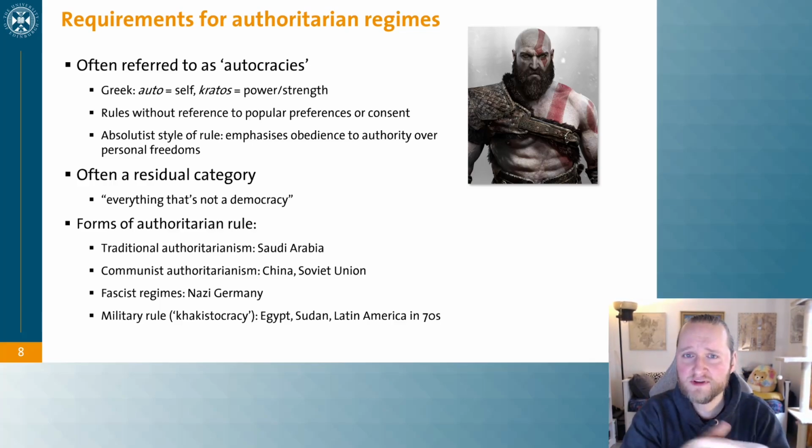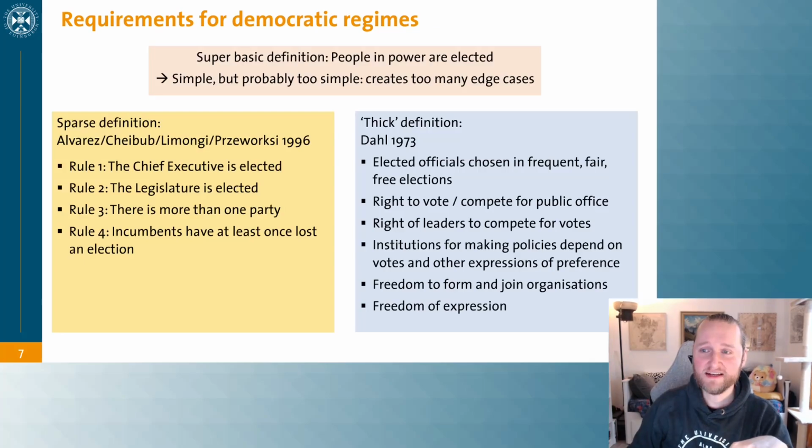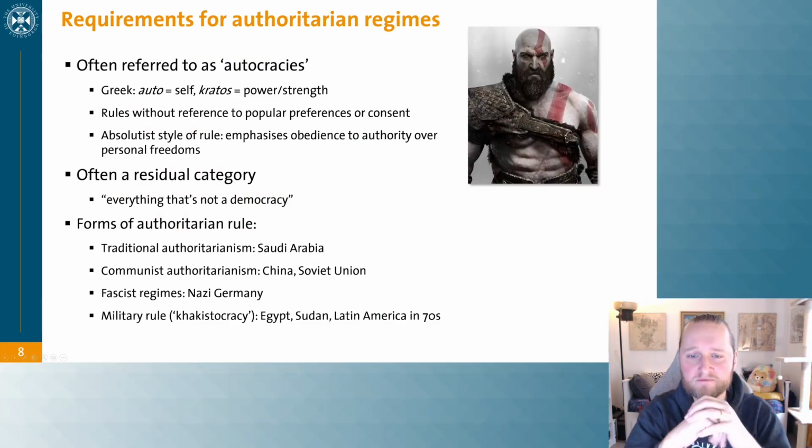The category of autocracy sometimes is a bit of a residual category. So the sparsest definition of an autocracy is basically just everything that's not a democracy. So everything that doesn't fit into these categories, any country, for example, that on the left here doesn't follow these four rules, we wouldn't call a democracy, we would call it autocracy.